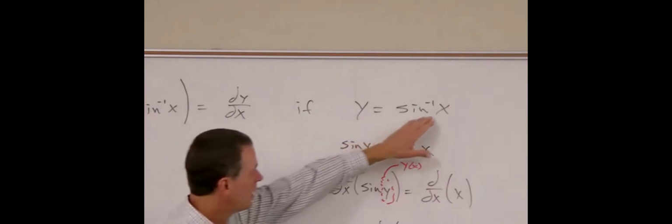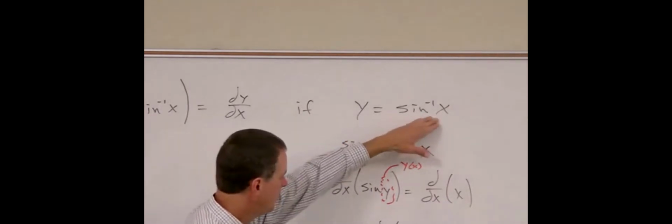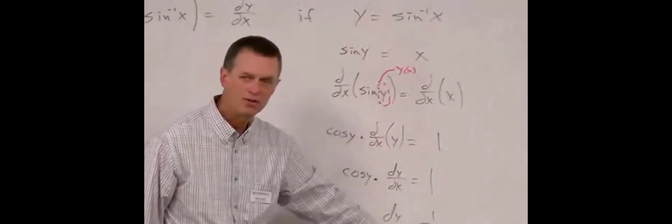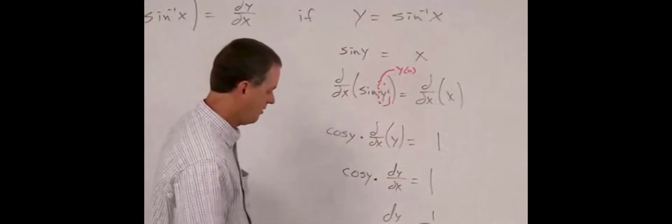Now, the only difficulty right now is I started with a nice little function of x at the beginning. Inverse sine of x is a function of x. Now I've found a derivative that's not a function of x. It's a function of y. So I want to convert back. That requires a little bit of knowledge of right triangle trigonometry.